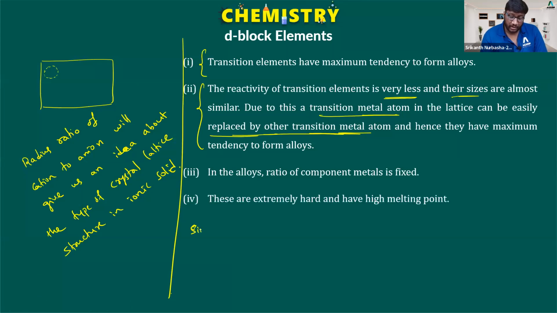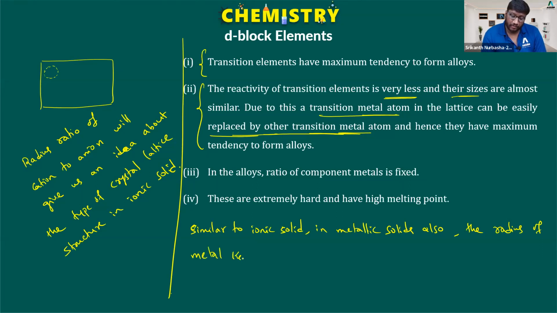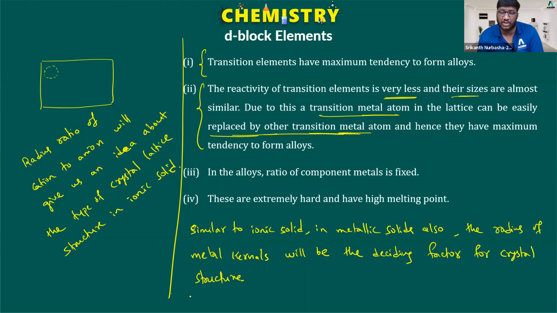Similar to ionic solids, in metallic solids also the radius of metal ions or metal kernels will be the deciding factor for the crystal lattice, for the crystal structure. You can simply say BCC or FCC or HCP, whatever type of crystal structure is going to be present, that is dependent upon the radius of metal kernels.